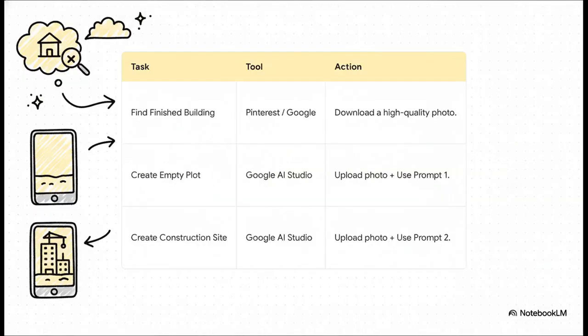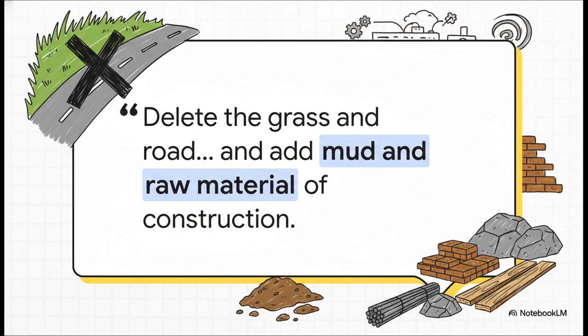This slide right here is basically your cheat sheet. First, you go find that hero image. Think Pinterest or Google Images. Then, you're going to use a tool like Google AI Studio. You upload that photo, and with just a simple prompt, tell it to zap the building, giving you that empty plot. Then, you do it again with a different prompt to get your construction site. Easy.